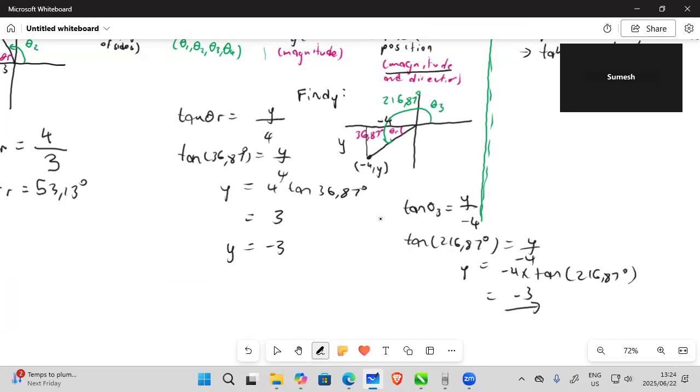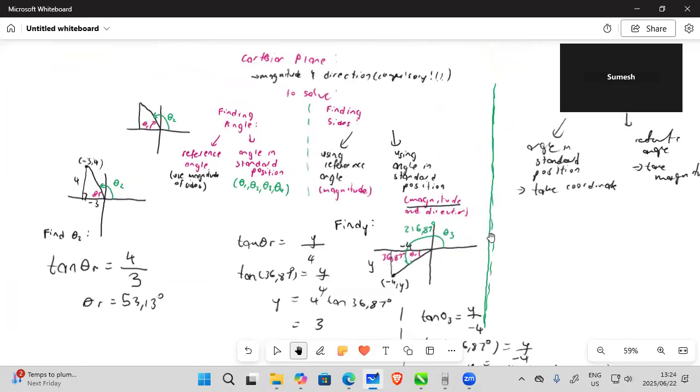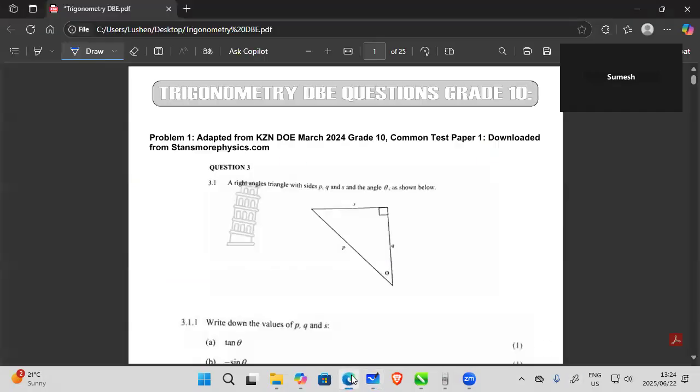Please, Sumesh, do not over question it. This is the rule. You cannot think of it in any other way but this way, right? So this is the rule. Using the reference angle, use magnitude of the sides, so what you get here will be the magnitude. Using the angle in the standard position, you have to use the sides with the magnitude and the direction, so when you solve it, you'll get an answer that gives you the magnitude and the direction. Right. So that's that. Now let's go and solve some papers.